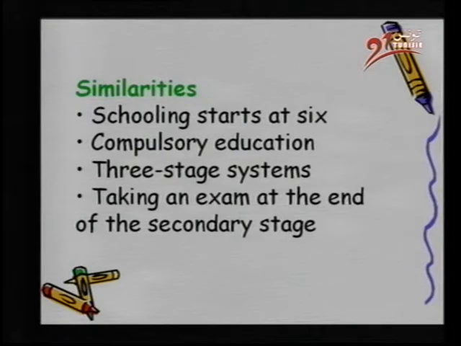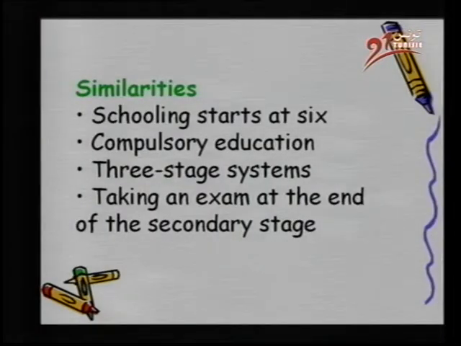What are the similarities between the two systems? Let's read the similarities together. In both systems, schooling starts at the age of 6. There is compulsory education in both countries. There are also 3-stage systems in Tunisia as well as in Italy. And both Tunisian students and Italian students cannot go to university before they pass an exam.